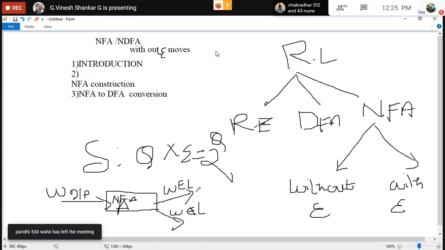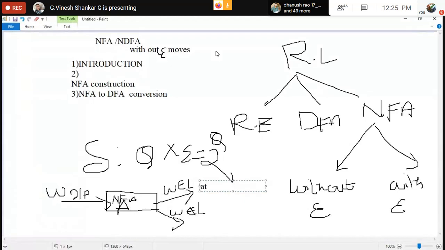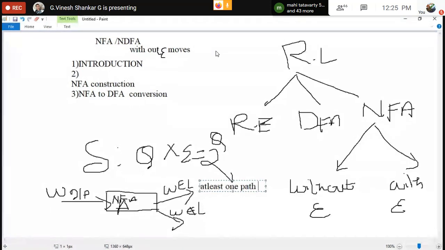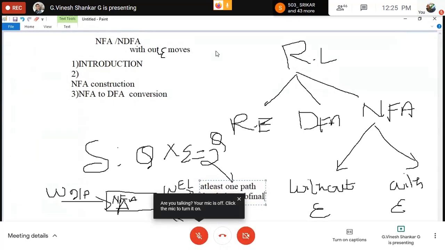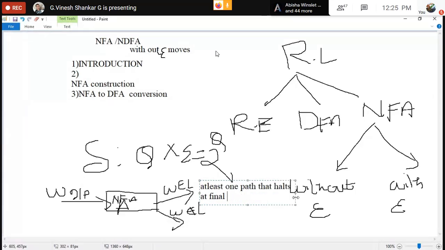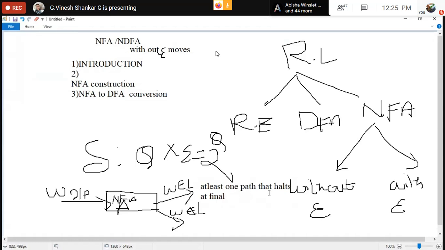that all set final. Please make a note here: at least one path. At least you have one path. Till now in DFA we had exactly one path, but in NFA you have at least one path that all set final. That is what belongs to means. In DFA we have only one path, but in NFA you have at least one path, which means you can have one or more than that.